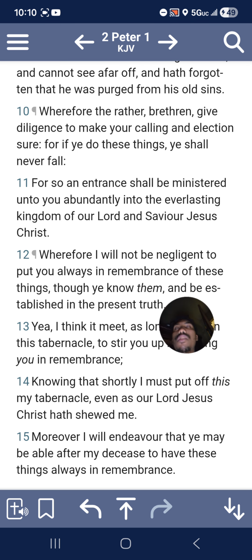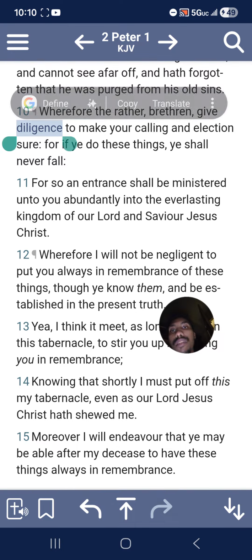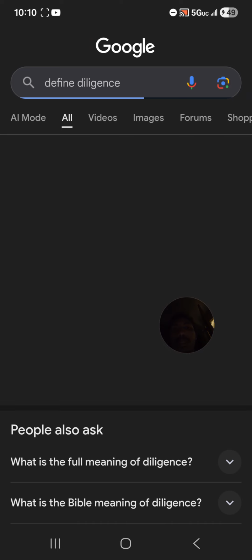And that's what the Lord is looking for. We got to be diligent, man. Not only consistent, but we got to be on fire for this thing, bro. We got to be on fire. The word diligence.